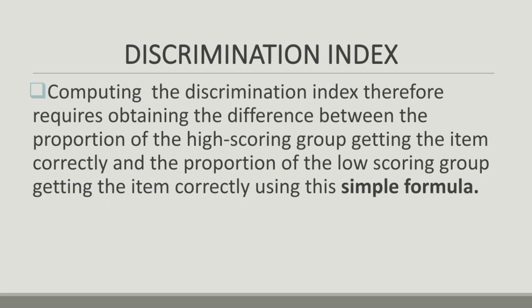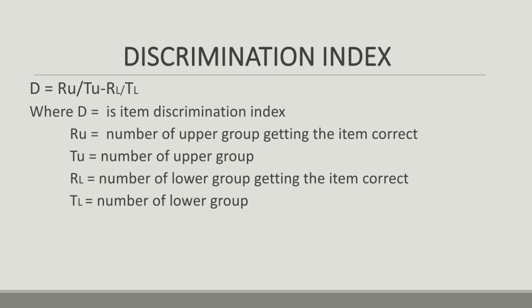Computing the discrimination index therefore requires obtaining the difference between the proportion of the high-scoring group getting the item correctly and the proportion of the low-scoring group getting the item correctly, using this simple formula. D equals RU divided by TU minus RL divided by TL. Where D is the item discrimination index, RU equals the number of the upper group getting the item correct, TU equals the number of the upper group, RL the number of the lower group getting the item correct, and TL equals the number of the lower group.